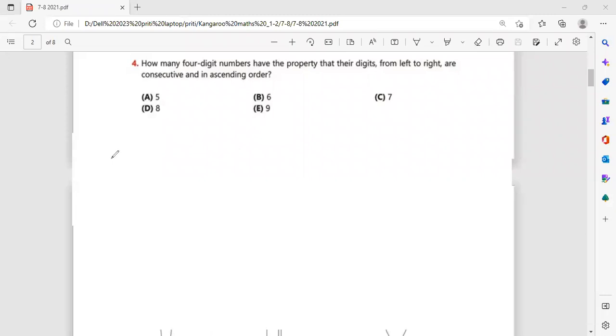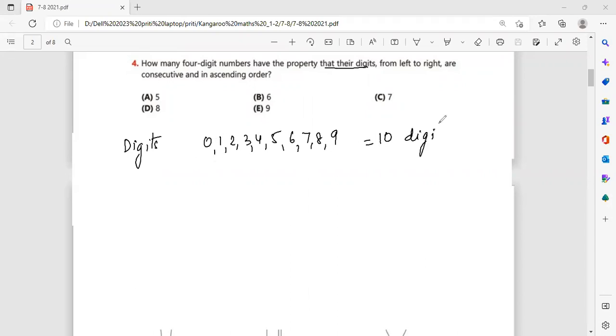Let's read now question number 4. How many 4-digit numbers have the property that their digits from left to right are consecutive and in ascending order? Whenever they talk about digits, let's remember how many digits we have in all. You have 0, 1, 2, 3, 4, 5, 6, 7, 8, and 9. So all the numbers in mathematics are made from these 10 digits.